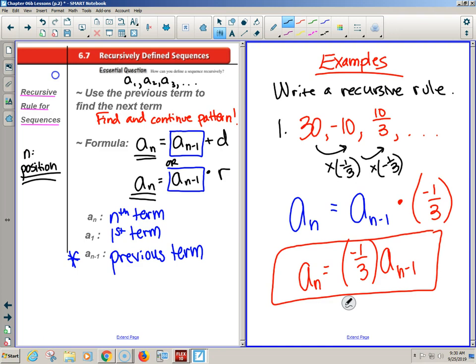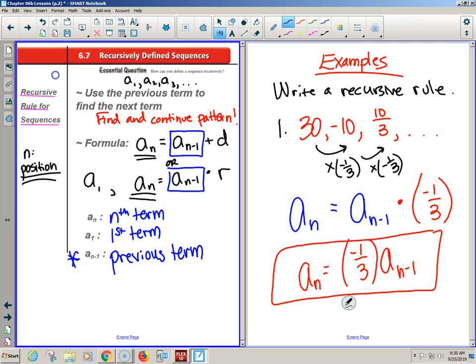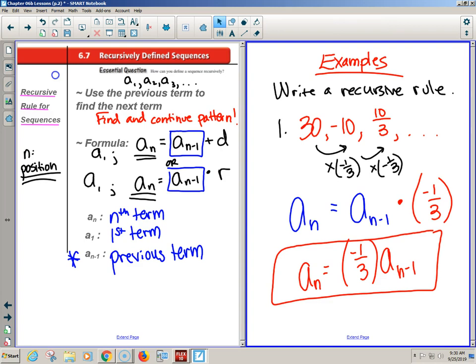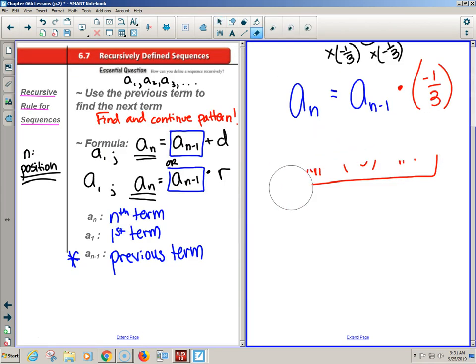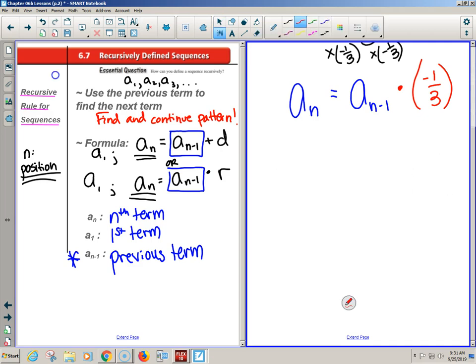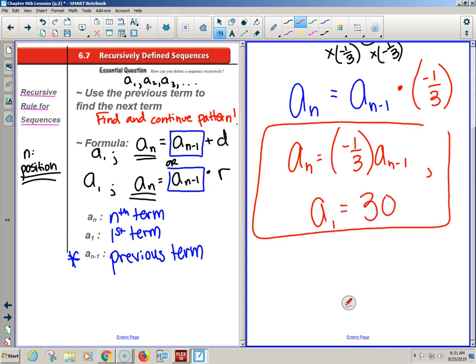Whenever we have a recursive rule, we don't just need to know what the jumps are, we also need what to start with. We need a sub 1. We need to know where to start. So actually this isn't enough. This shows me the pattern. It doesn't show me where to start. So I would actually erase this. It was good work. I'm still going to use it. But I'm going to say a sub n is equal to negative 1/3 a sub n minus 1. I'm going to put a comma, and I'm going to say where, or for, a sub 1 is equal to 30. This one has my whole sequence. I have to tell it where to start and the pattern.